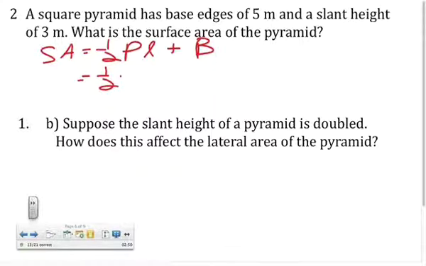So 1/2 times, it says it's a square pyramid having base edges, so I know I'm doing 5 times 4 for the perimeter. The slant height is given to us as 3, and then plus capital B will be 5 times 5.